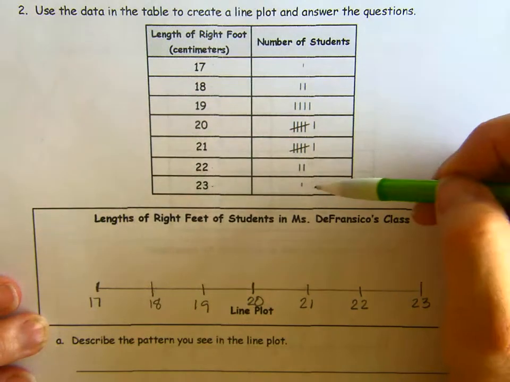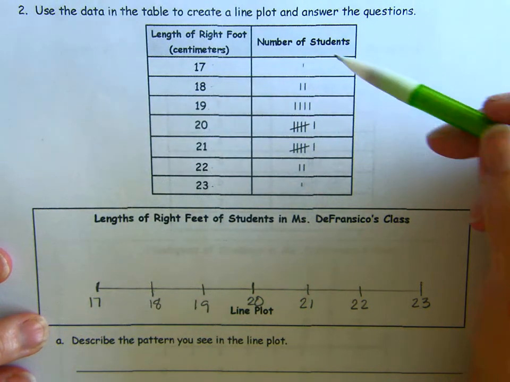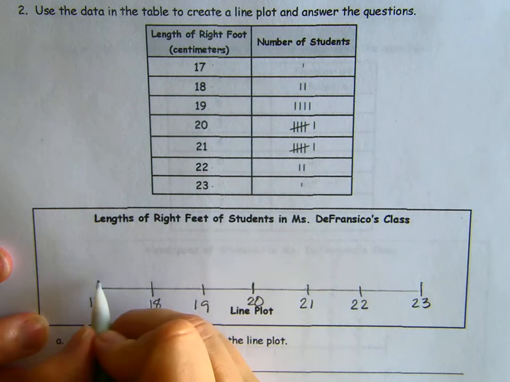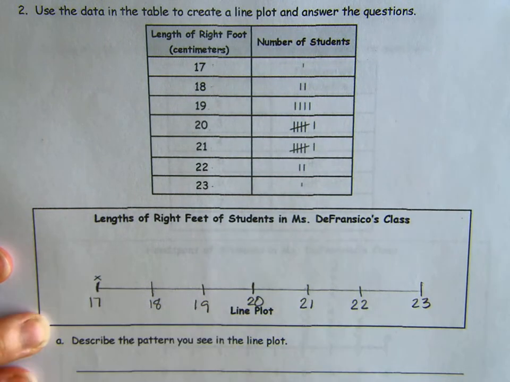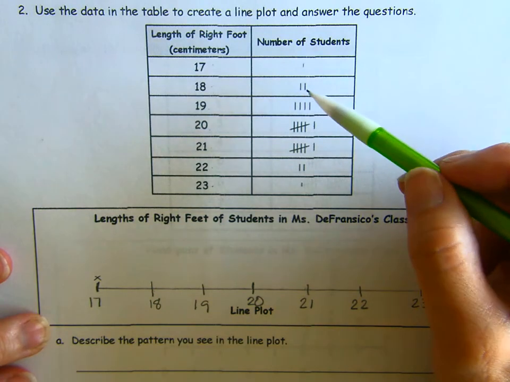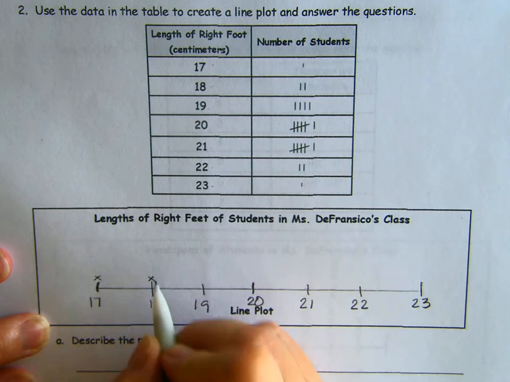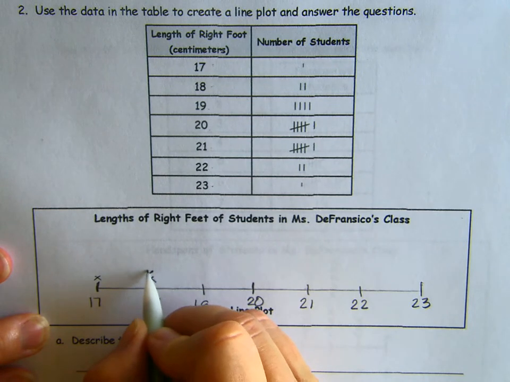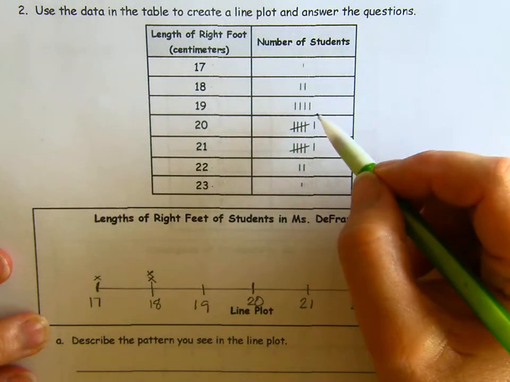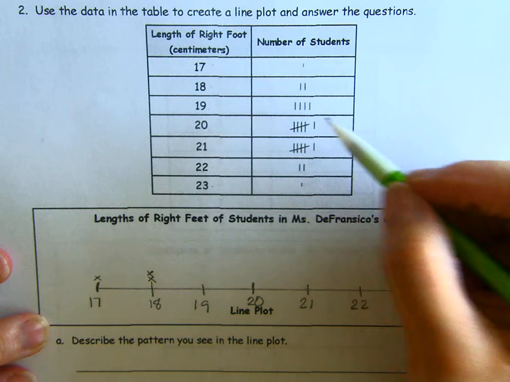So again, I'm going to mark. I'm not actually sure that that's a mark, but it looks like. So I'm going to put 1 very small X down here at 17. How many do we need for 18? We need 2. So starting at the same size, same level, I'm going to put 2 X's at 18 centimeters. 19 has more. 19 has 4.